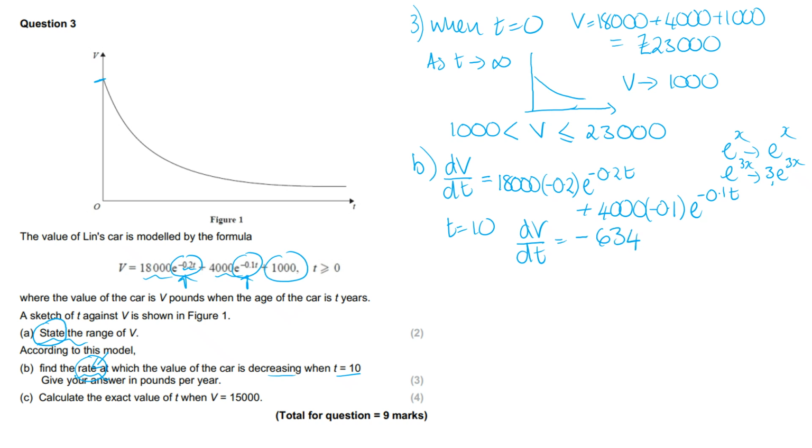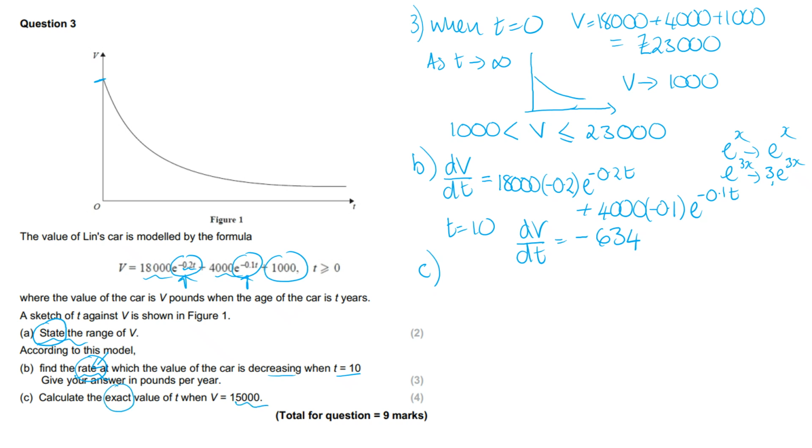Now you don't actually need that minus. The fact that it's decreasing means it's negative, so you can just say the rate is decreasing at a rate of 634. Now for part C, calculate the exact value of t when V is 15,000.